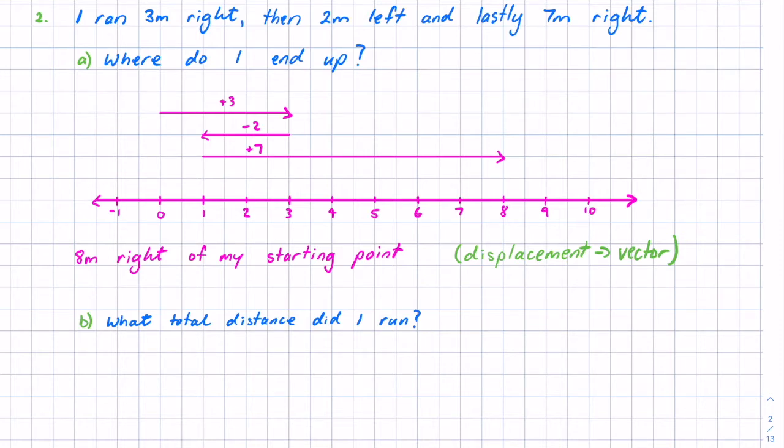What's the total distance I ran? Well, my distance is the 3 plus the 2 plus the 7. I ran 12 meters. That doesn't have direction, so this distance is just a scalar. So where displacement is a vector, distance is a scalar.